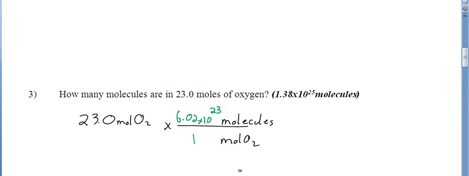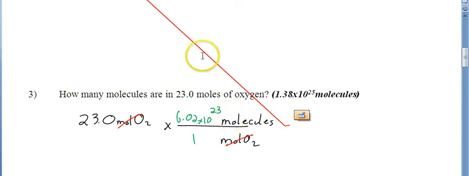Just like 1 million would be 1 times 10 to the 6th, 1 billion equals 1 times 10 to the 9th, 1 trillion is equal to 1 times 10 to the 12th, 1 mole is equal to 6.02 times 10 to the 23rd. Drawing your diagonals still works. You're left with the molecules.